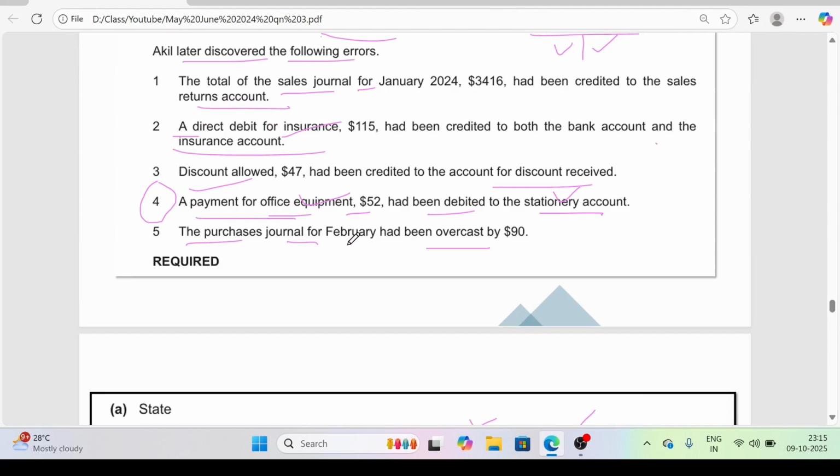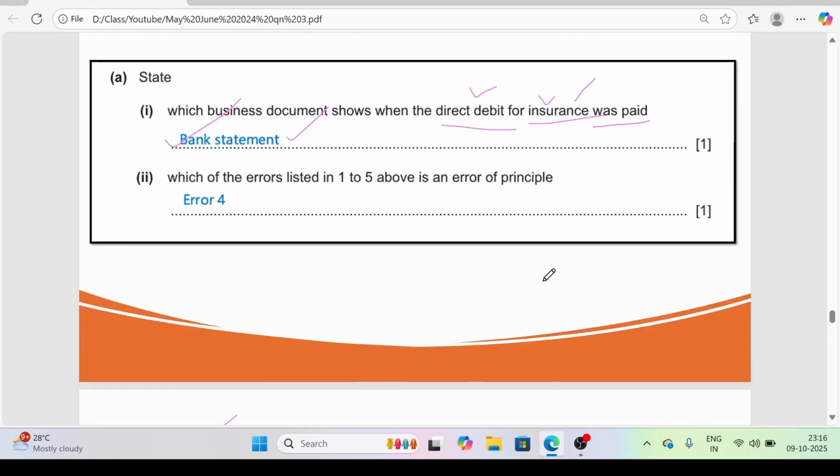Purchase journal for February had been overcast by 90. So purchase journal means debit balance. Okay. So overcast 90. Again debited with the 90. So debit balances account with plus increase it means again 90 added. So now 90 plus 90, 180. Okay. To decrease what you're supposed to do, purchases we have to credit 90, then suspense will be debited with the 90. So purchases credited means you must write in suspense account debit side 90.